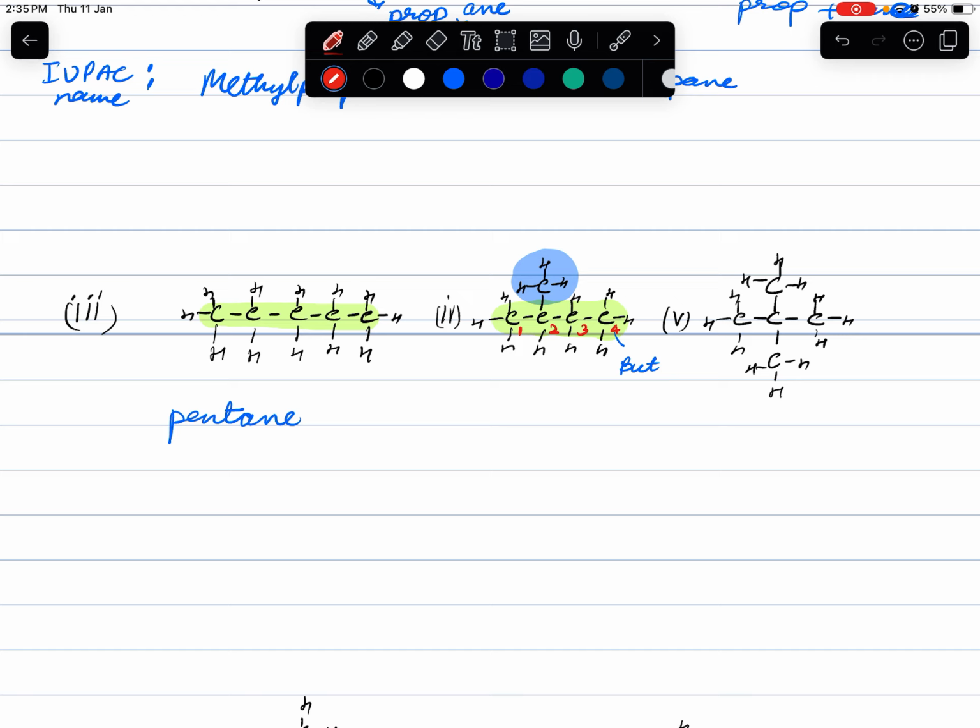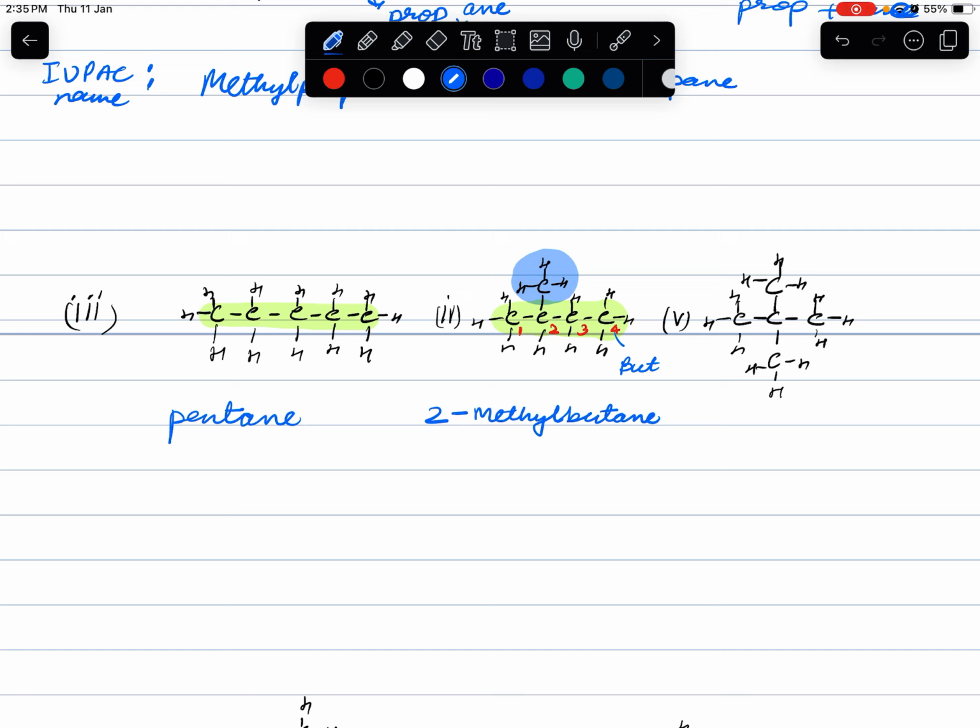Fine. So we will write it as, position is written first. So it is 2, then methyl. So between number and alphabet, we will put a dash. So it is 2-methyl and compound is butane. Rest of the name will be continuous.